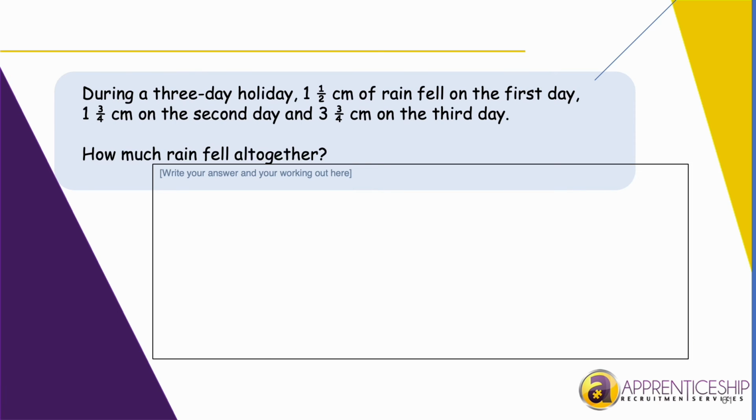Okay, during a 3-day holiday, 1.5 centimetres of rainfall on the first day, 1 3/4 on the second day, and 3 3/4 on the third day. How much altogether? So 1 add 2 add 3, so that's 5. So let's get rid of those whole numbers. Gone, gone, gone. So nice and easy.